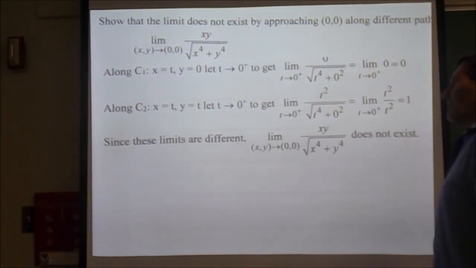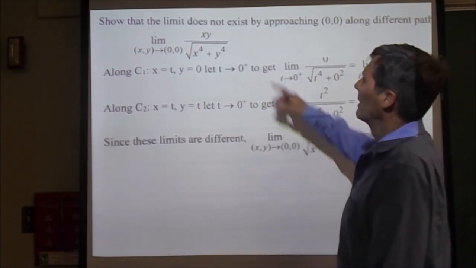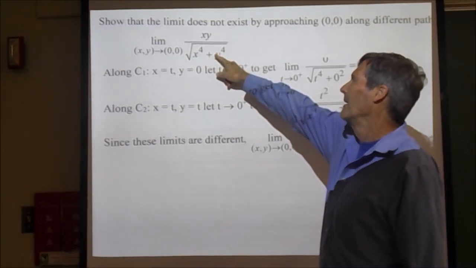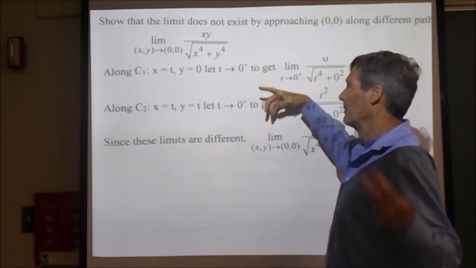Finally, let's try problem number 11. Show that the limit does not exist. Remember, we did limits a long time ago. You could show that they do exist at certain points.